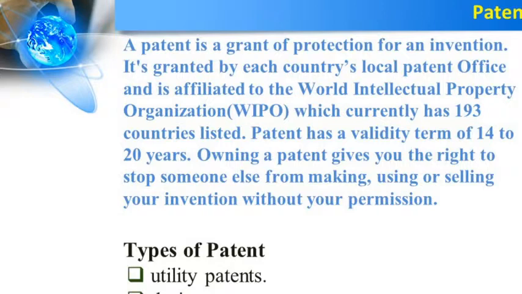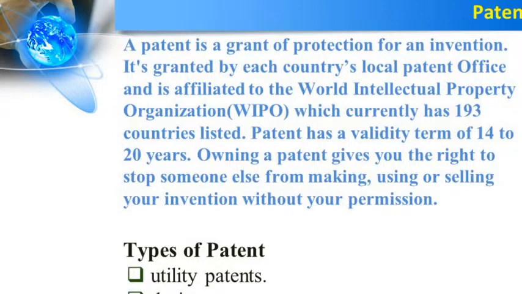Usually the validity of a patent is anywhere between 14 and 20 years. Owning a patent gives you the right to stop someone else from making, using, or selling your invention without your permission. There are three types of patent here. The first one is the utility patent.